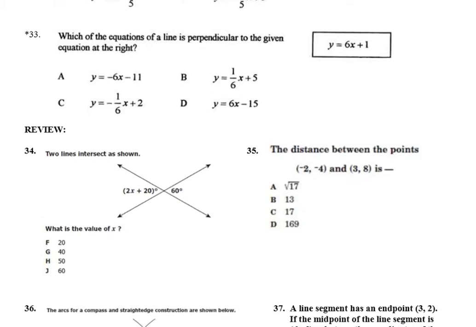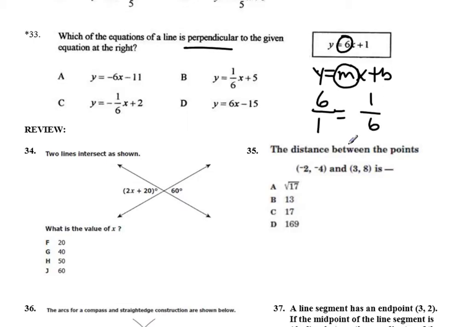Number 33, which equation of a line is perpendicular? Well, remember, for perpendicular, we take our original slope, let's just say it was 1/3, and we make it the opposite sign, negative, and we flip. So negative 3 over 1 would be perpendicular to 1/3. In this equation, y equals mx plus b, where m is our slope, the slope is 6, and as a fraction that is 6 over 1. So perpendicular would be flip the fraction, 1 over 6, and make the sign opposite. Opposite of a positive is a negative.